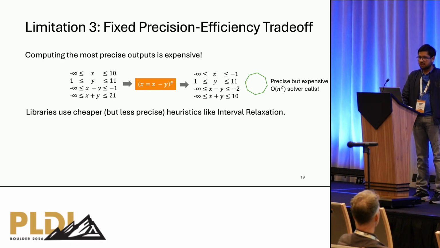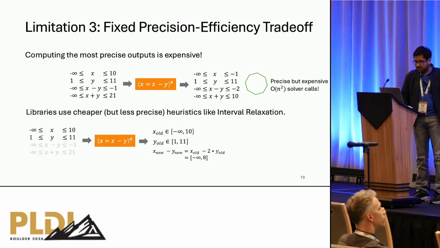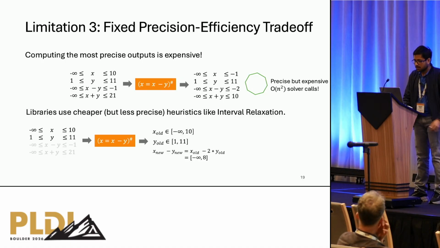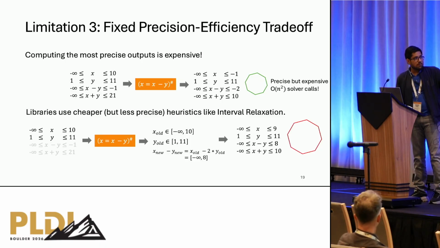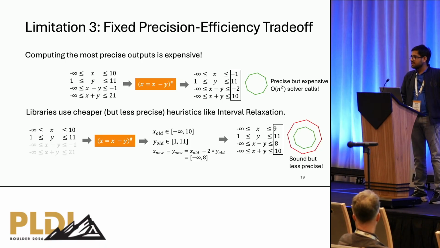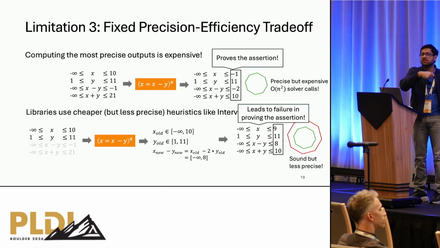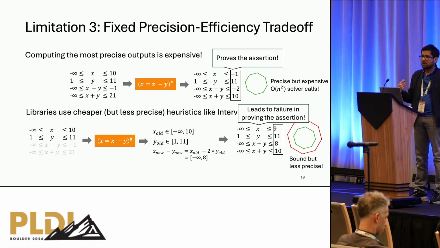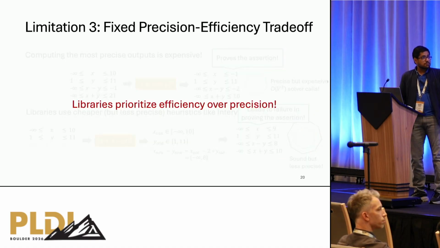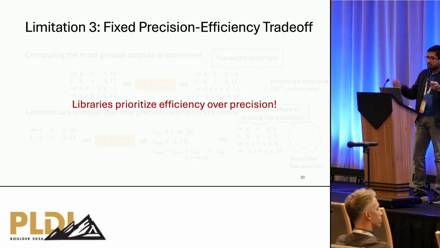One of them is interval relaxation. The interval relaxation heuristic just ignores the relational constraints and just computes an interval relaxation answer. And the answer, if we observe, is sound, but it's less precise. And this imprecision that arises here propagates throughout the program, and that makes the difference between the assertion being proved or not. So essentially, what happened here was that the libraries prioritize efficiency over precision.